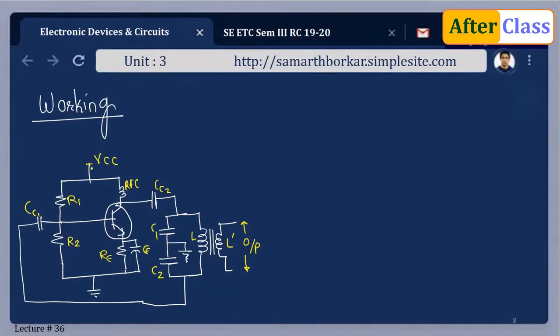When the collector supply voltage VCC is switched on, the capacitors C1 and C2 are charged. These capacitors C1 and C2 discharge through the coil L. This concept we have discussed in the very second slide. Fine. So this will set up the oscillations of frequency F equals 1 upon 2 pi under root 1 upon LC1 plus 1 upon LC2. We have to derive this equation.